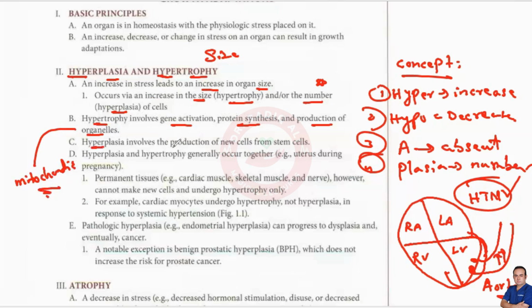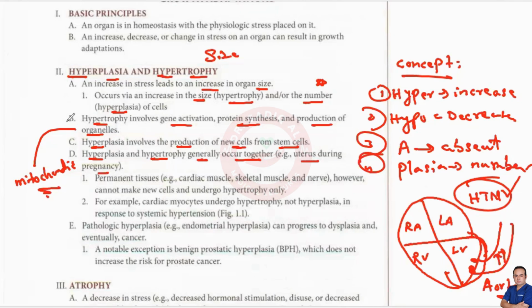And hyperplasia involves production of new cells from stem cells. Hyperplasia and hypertrophy generally occur together. For example, hypertrophy and hyperplasia in some areas may be normal, in some areas they may be abnormal. And in some organs, hypertrophy and hyperplasia may occur together as well. For example, the uterus during pregnancy.